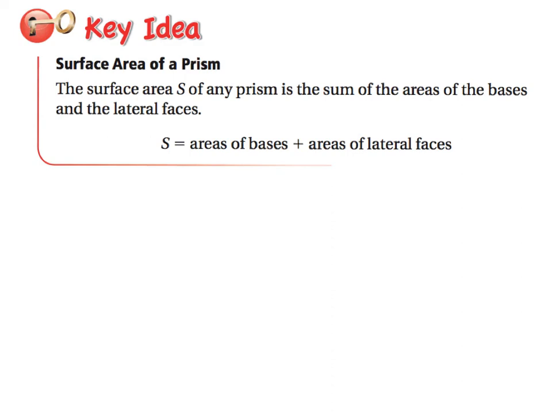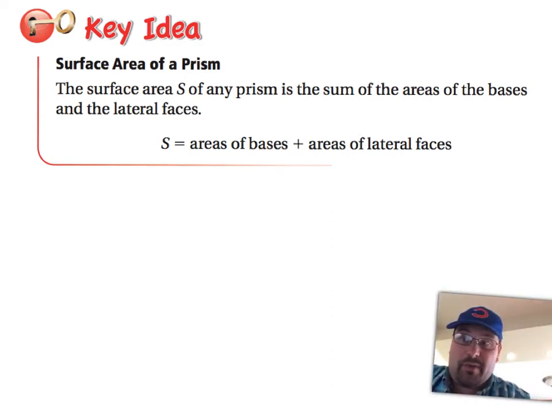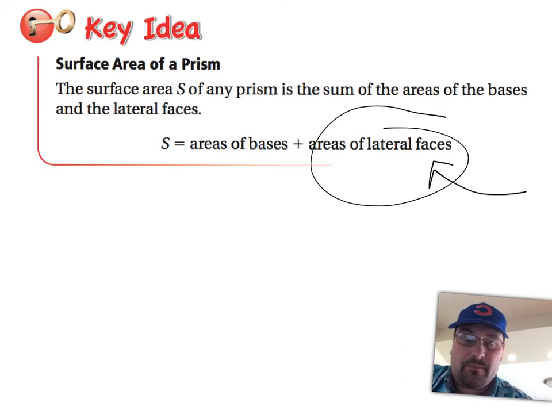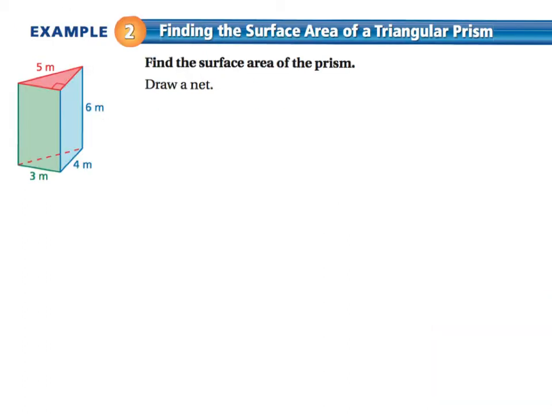And there's our formula: the area of the bases added to the area of the lateral faces. But make note, how do I find the area of the lateral faces? Perimeter of the base times height of the prism. Say it again. The perimeter of the base multiplied by the height of the prism. Don't forget that.